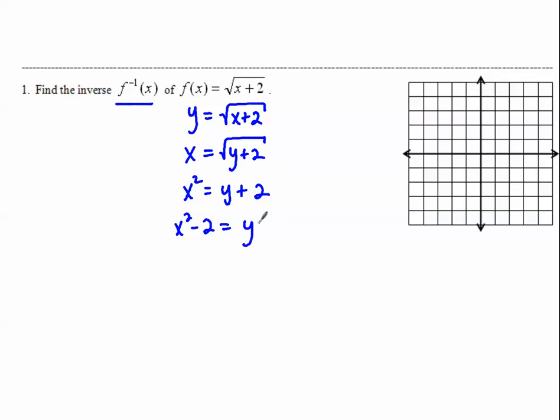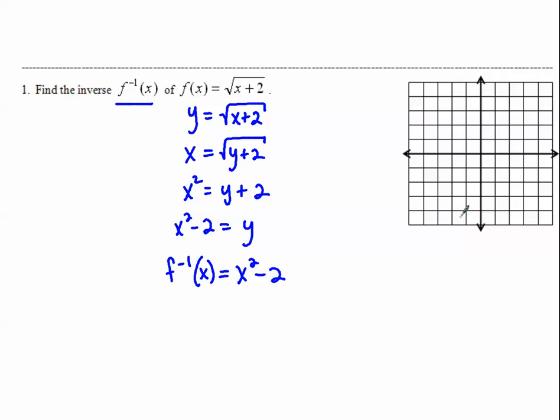And then I'm not going to leave it like this. I want to write it in the inverse notation. So my final answer, almost, f inverse, f to the negative 1 of x equals x squared minus 2. However, this is a parabola, and yet this original function is not a sideways parabola. Before we write the complete answer, let's go take a look at the graph.